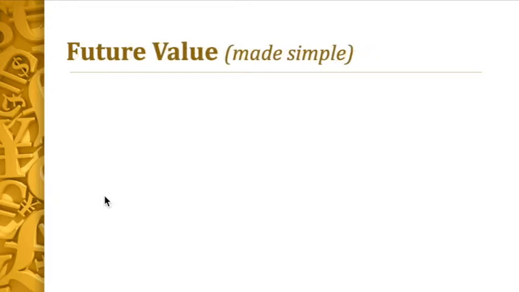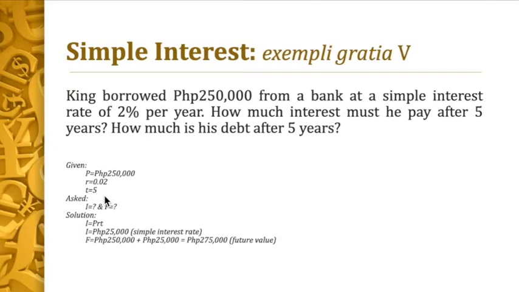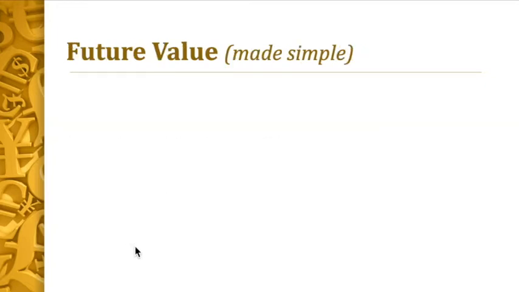There is some formula that will make things actually simpler in such a way that we don't need to solve individually for the I and then solving the F. Since if you can observe, let me go back a bit. We need to solve the I first, the interest, and then add it to P. So that's two steps, right? But we can use a single formula for that actually. So this is the future value made simple formula, shall we say.